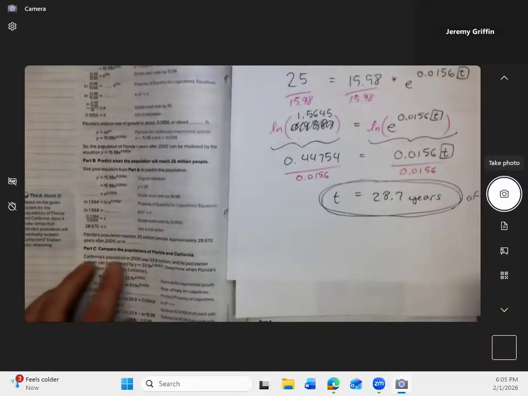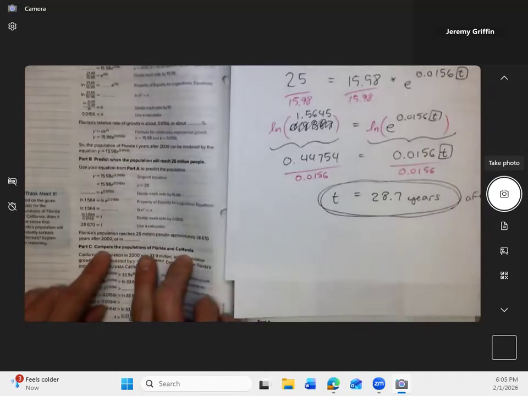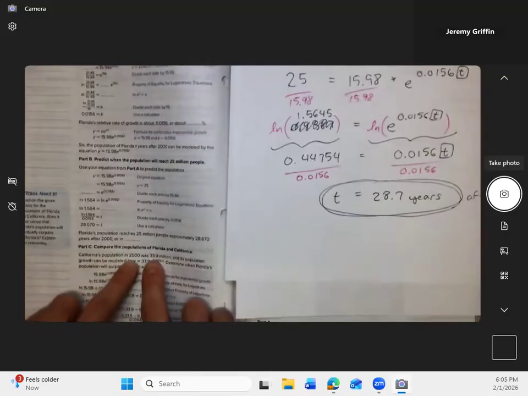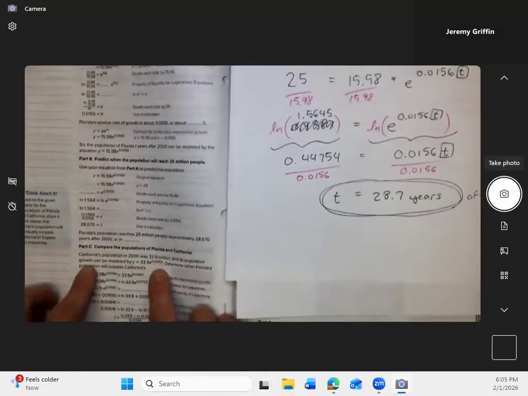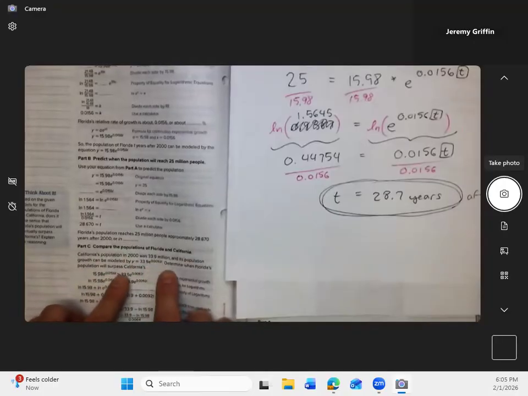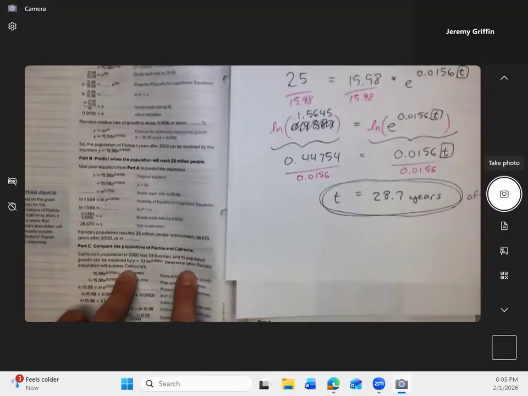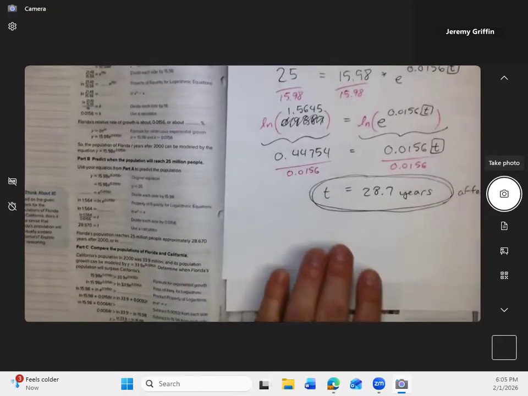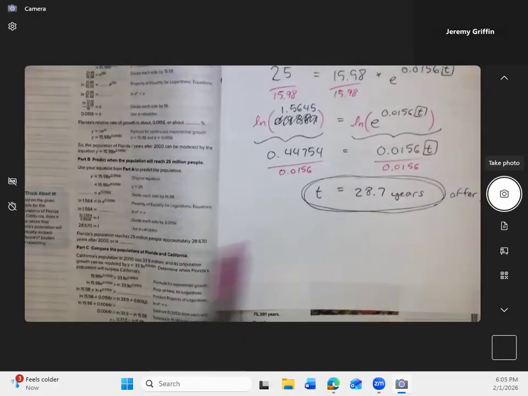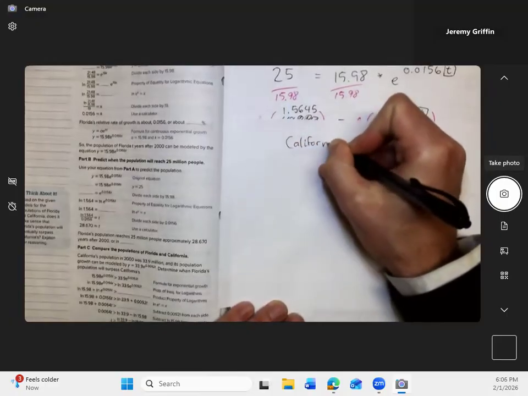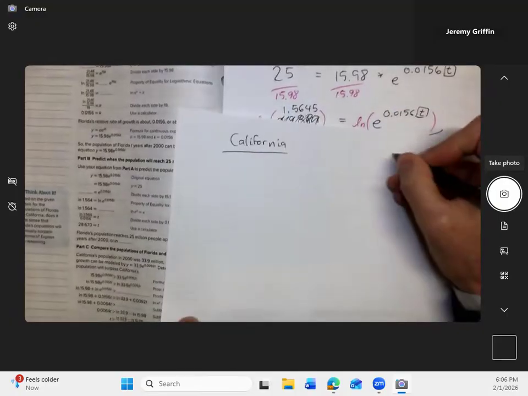So we got a part C down here. Compare the populations of Florida and California. California's population in 2000 was 33.9 million, and its population growth can be modeled by, okay, they're giving us the growth function. Determine when Florida's population will surpass California's. So we got a couple of models, one that we found ourselves and also with Desmos, and we got California's, and they're just giving us that. California versus Florida.